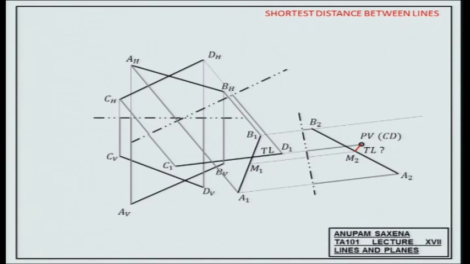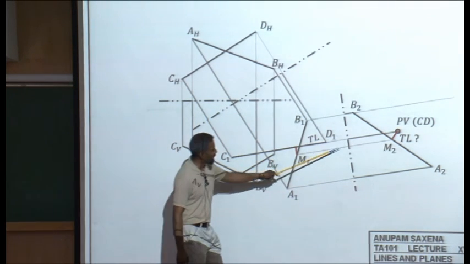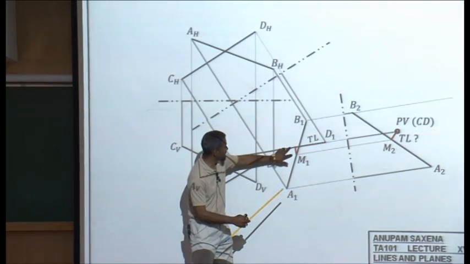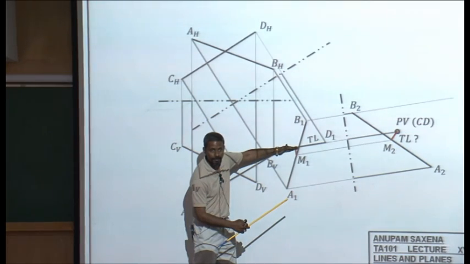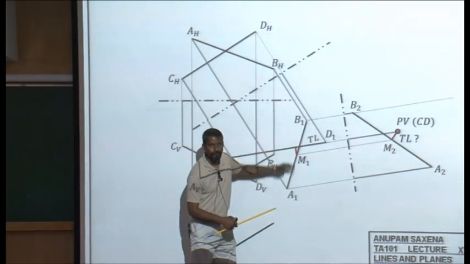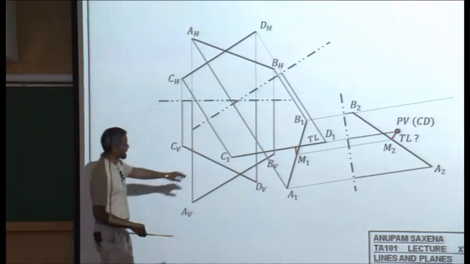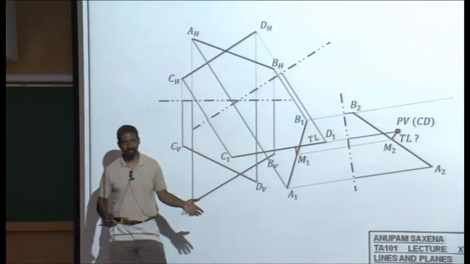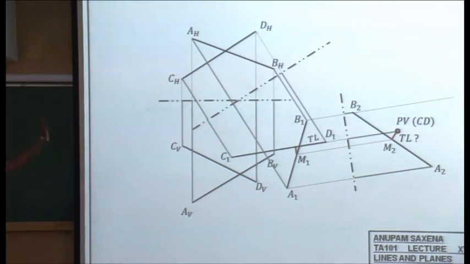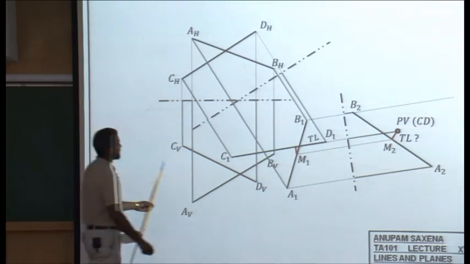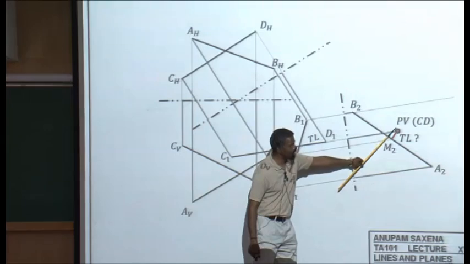If that is the shortest distance it has to be perpendicular somewhere, right? Now since this is parallel to the hinge line, why? Because this is perpendicular to CD. Shortest distance has to be perpendicular to both lines, right? Now you can just see that it is perpendicular to C1D1, but we can verify later whether it's perpendicular to AB or not in some auxiliary plane. Anyhow, once you verify that this is parallel to this, that would be in true length.